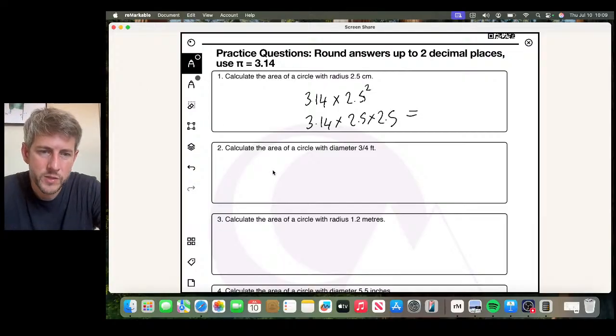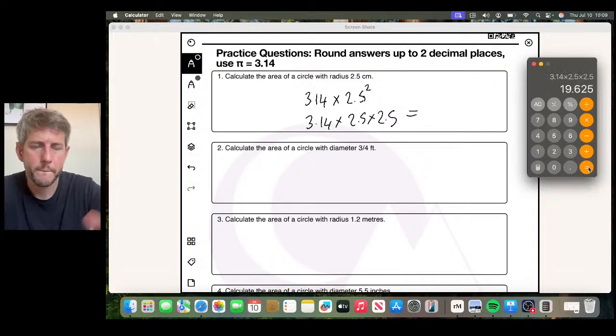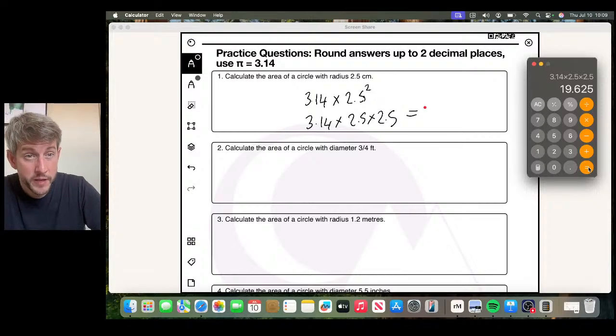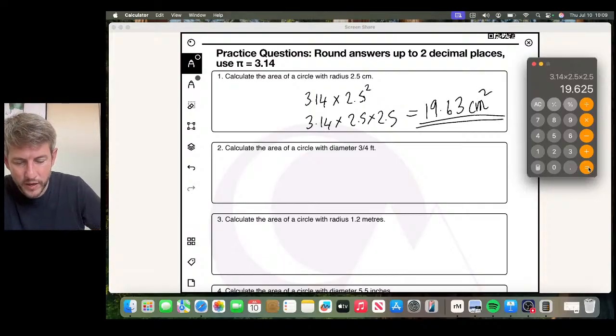Okay, and let's work this out. So we've got here 3.14 times 2.5 times 2.5. There you go. And they said 2 decimal places, so that's going to be 19.63. And it's centimetres squared again because we're in areas. Okay, so areas is always squared.